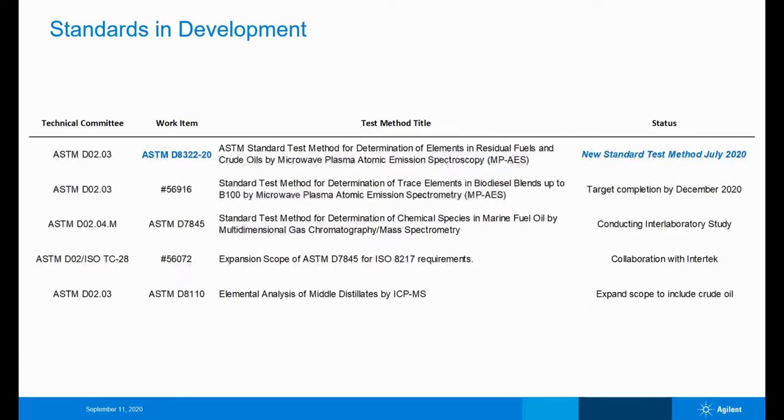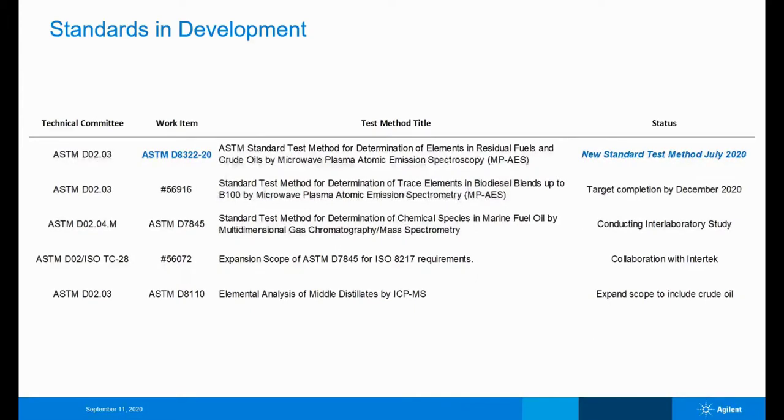D7845. In addition, we have a second work item with a request that we received for expansion of the scope. So that's work item 56072. The expansion of the scope for this test method includes components which cannot be performed by the current sample preparation procedure.